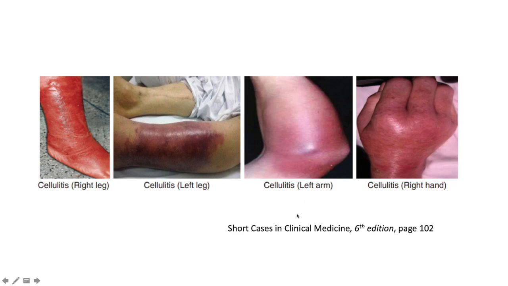And you know the cardinal signs of inflammation. Rubor, calor, dolor, tumor, functio laesa, which is rubor is redness, calor is heat, dolor is pain, tumor is swelling, and functio laesa, loss of function. All of these are present to some degree in a patient with cellulitis. Here we can see cellulitis of the right hand.